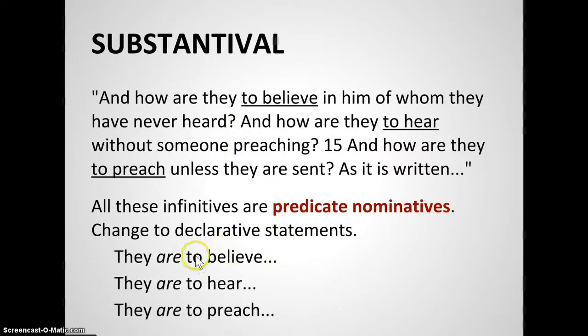And now you can see that these infinitives are the predicate nominative of the linking verb are. They're not objects. Notice this is a linking verb. It's a form of the verb to be. And therefore, these are going to be predicate nominatives. But a predicate nominative is still a noun function. And therefore, all these infinitives are substantival infinitives. They're performing the function of a noun.